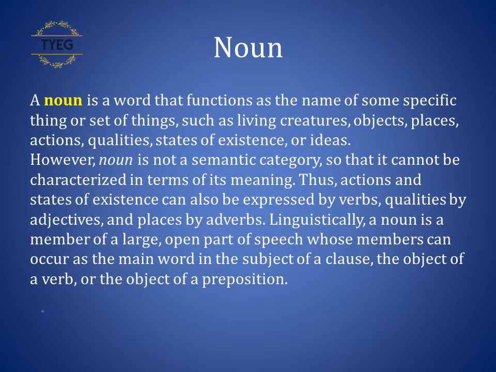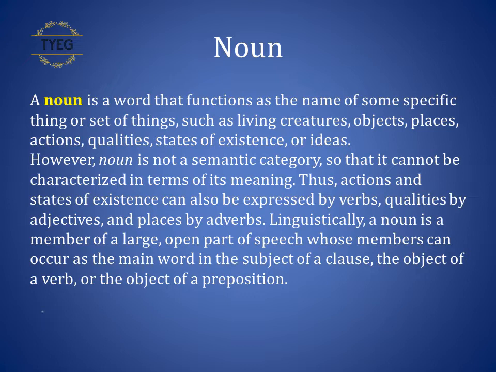Noun. A noun is a word that functions as the name of some specific thing or set of things, such as living creatures, objects, places, actions, qualities, states of existence, or ideas. However, noun is not a semantic category, so that it cannot be characterized in terms of its meaning. Thus, actions and states of existence can also be expressed by verbs, qualities by adjectives, and places by adverbs.